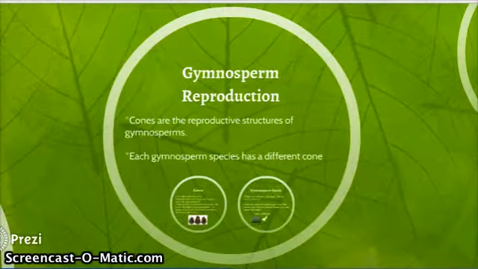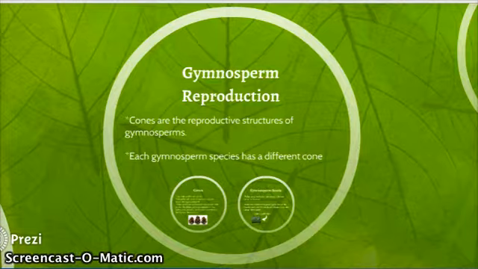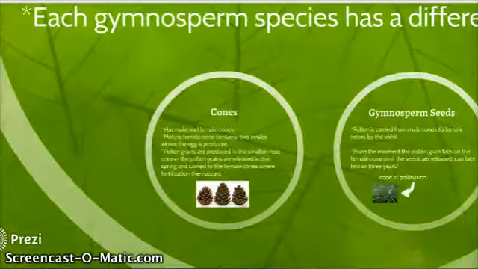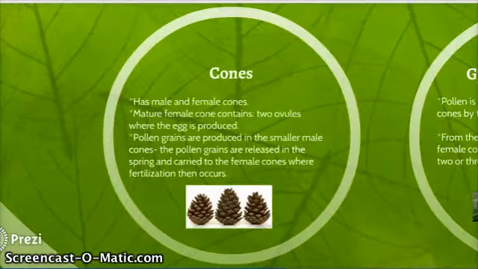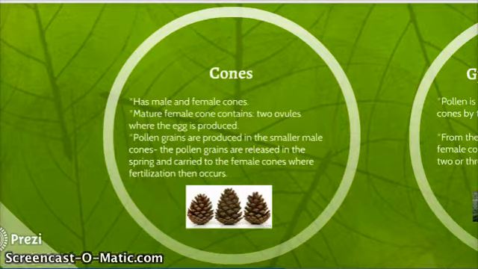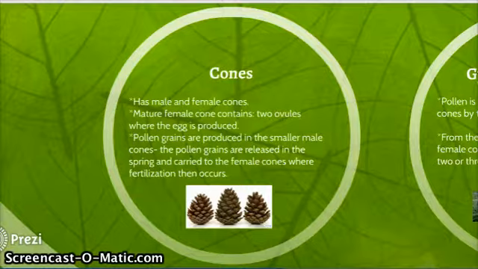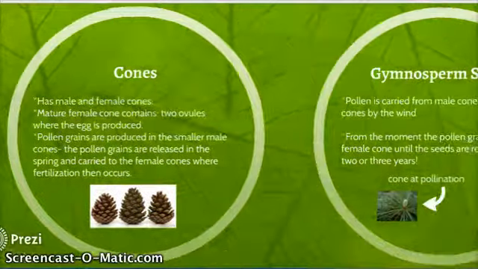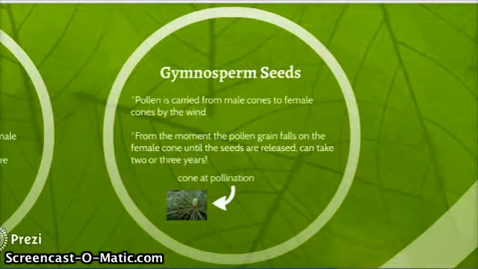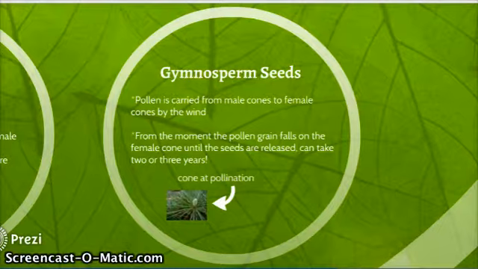During gymnosperm reproduction, the cones are the reproductive structures. Each gymnosperm species has a different cone, making them very unique. Gymnosperms have male and female cones. A mature female cone contains 2 ovules where the egg is produced. Pollen grains are produced in the smaller male cones. The pollen grains are released in the spring and carried to the female cones, where fertilization then occurs. Pollen is carried from the male cones to the female cones by the wind.